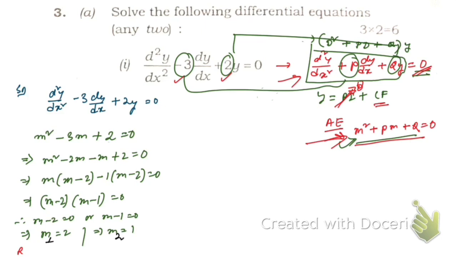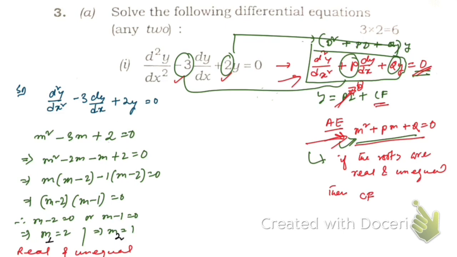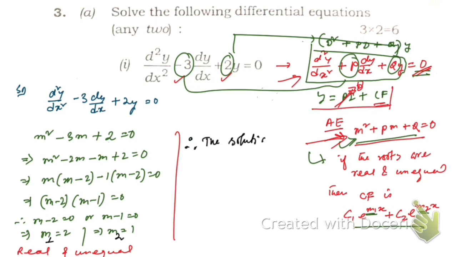So here you see clearly these roots are distinct. That means they are not equal and they are real numbers, right? Real and unequal. So that's why, if the roots are real and unequal, if you read the note here, then CF is given by C1 e to the power m1x plus C2 e to the power m2x. If you put the value of m1 and m2 here, then you will get the CF. So our CF will be the solution.